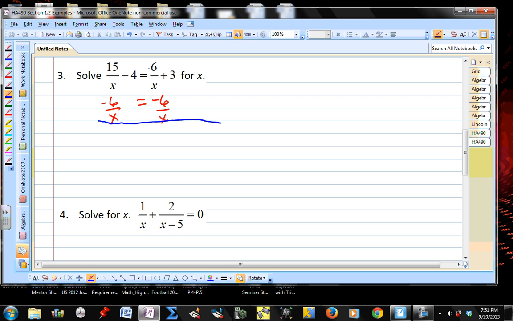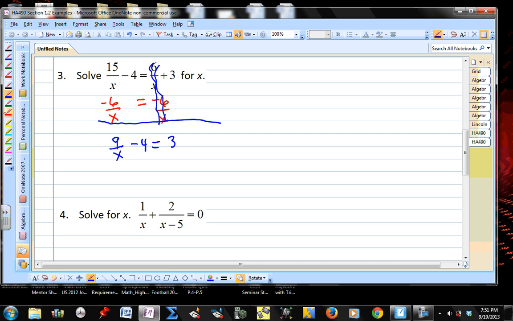So you can see that on the right side, 6 over x minus 6 over x makes 0. And on the left side, we have a common denominator. 15 over x minus 6 over x is going to make 9 over x. There's still a minus 4 on the left side. There's still a positive 3 on the right side. Now, please notice how we're keeping the equal signs lined up.